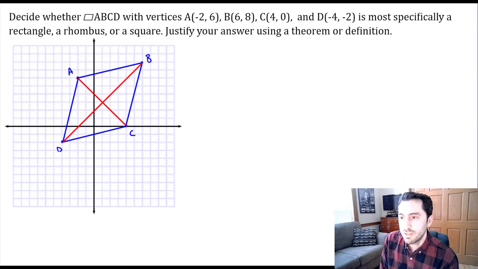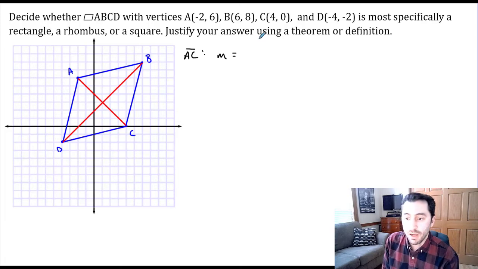So let's start by finding the slopes of the two diagonals. So let's take a look at diagonal AC. So the slope here, I can use my slope formula, subtract the y values in the numerator, subtract the x values in the denominator. I also have a graph, so I could just count the slope. Taking a look at rise over run, looks like we have a slope of -1. Let's just verify that by using our slope formula.